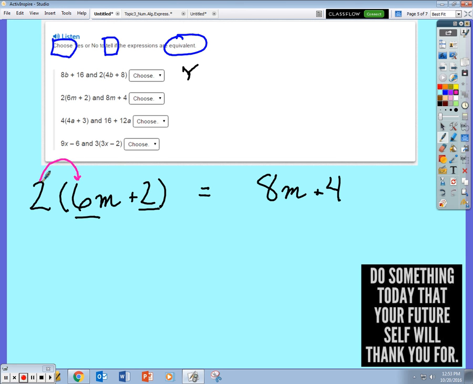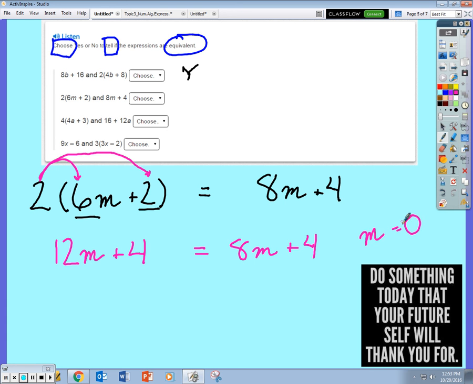6m times 2 and 2 times 2. Well, 2 times 6 gives me 12, so that is 12, and I bring the m with me. Plus 2 times 2 is 4. Is that equal to 8m plus 4? What I want to say is no, because the plus 4s are the same, but the 12 and 8, they don't jive. But let's just try, let's say, hey, m is equal to 0.